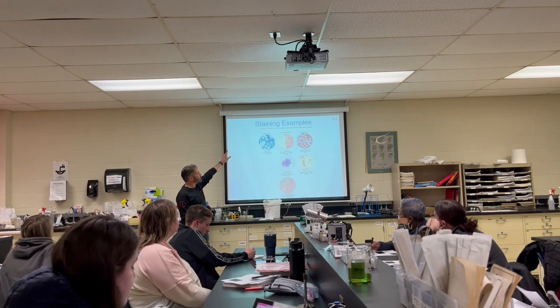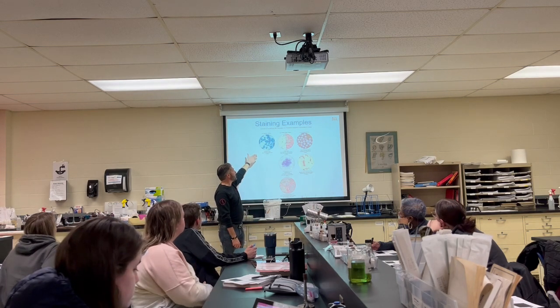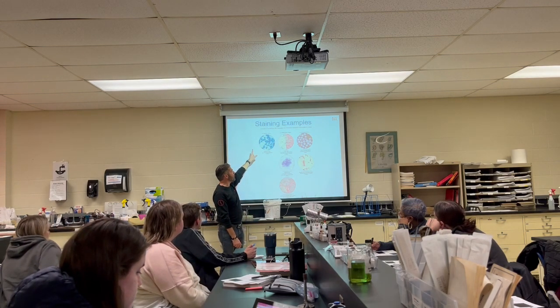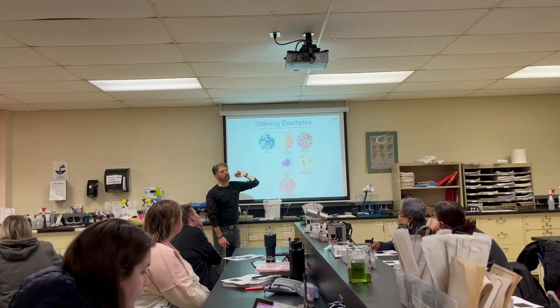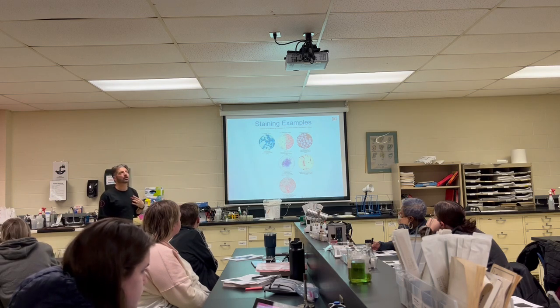So here's staining examples. Methylene blue is a simple stain. It's just telling you the structure. I don't know whether it's gram positive or gram negative. This slide here, differential stains, is extremely important. So, is anyone here color blind? Or not color blind, color deficient?